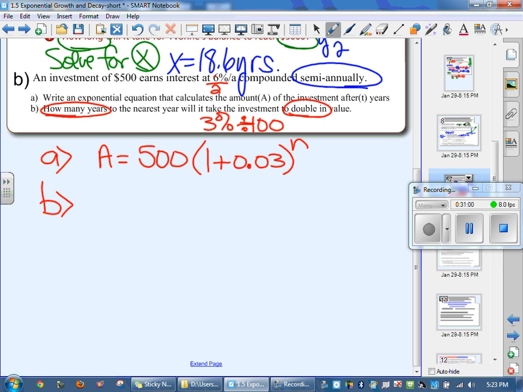So that means I want to reach $1,000 in my account. How long is that going to take, is what they're asking us. Okay, so I'd have 1,000 equaling 500 times 1.03 exponent n. All I've done is I've added those numbers. Do you have to? No, but it doesn't matter if you do.